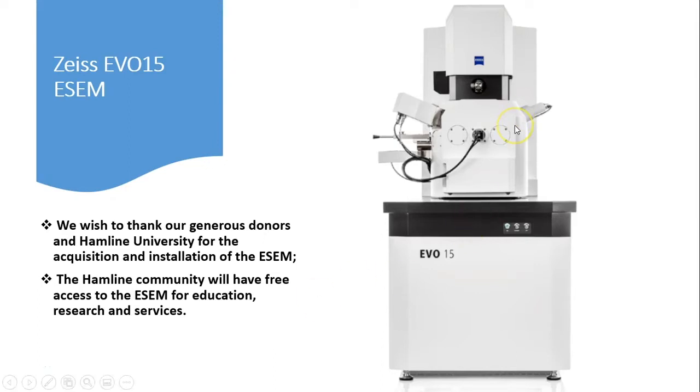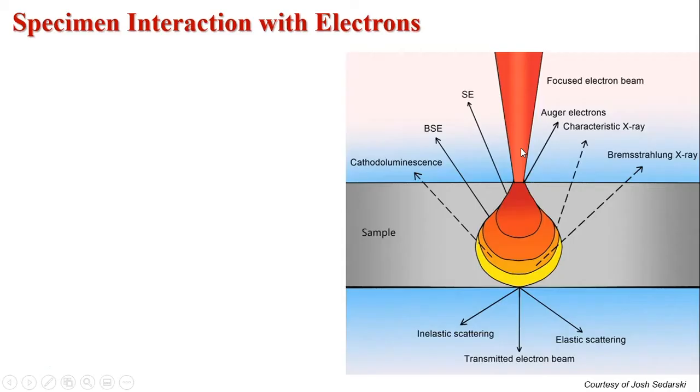This is a photo of the Zeiss EVO 15 ESEM. It mainly includes 3 parts. Here is the electron source, and the column includes the electromagnetic lens, and here is the sample chamber. When the electrons arrive on the surface of samples, they can have different interactions, generate different signals, and provide different information.